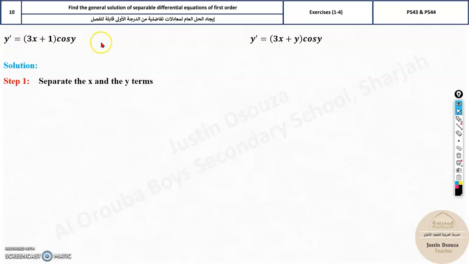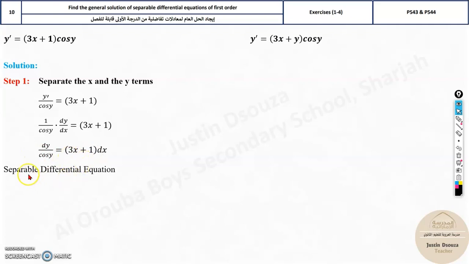You can see there is y dash. Take this cos y to the other side. Now it will be y dash divided by cos y. Over here you only have x. Numbers don't matter. It should be only x and only y. What does y dash mean? Y dash is dy by dx. Now in this, keep the dy on one side and dx on the other side. So dy by cos y equals 3x plus 1 dx. Now this is separated, so this is a separable differential equation.